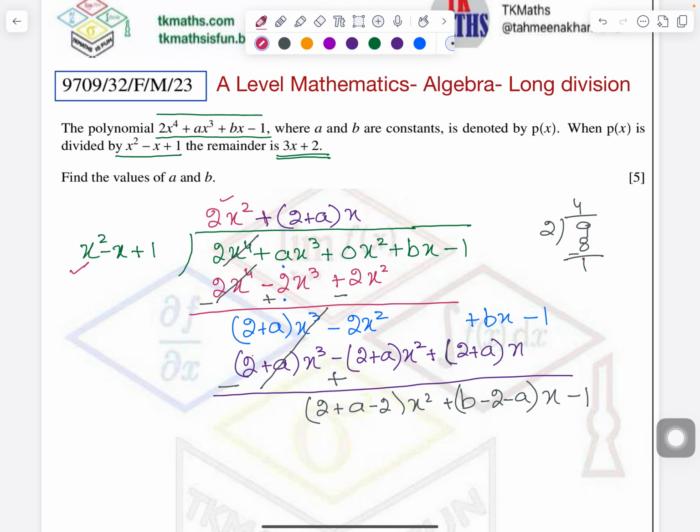Oh, one more thing: you see here +2 and −2 are cancelling out. So what do I have here? Let me write this line again. I have ax² here, and this term I will copy down as it is.